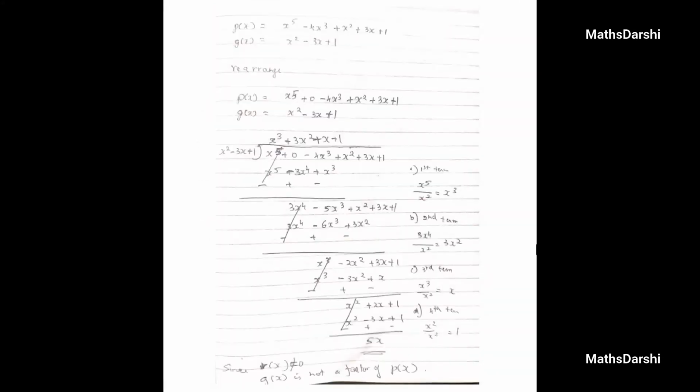Here in the next question, we are given p of x as x power 5 minus 4x cube plus x square plus 3x plus 1, and g of x as x square minus 3x plus 1. First of all, rearrange the terms. If required, add the x powers with a coefficient of 0. Here I have written x power 5 plus 0 minus 4x cube plus x square plus 3x plus 1. Just to simplify, in place of x power 4 I have written 0.